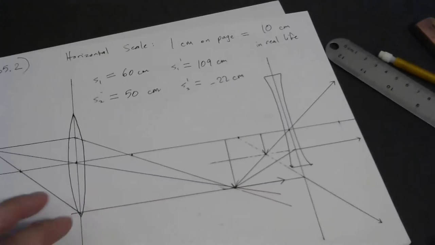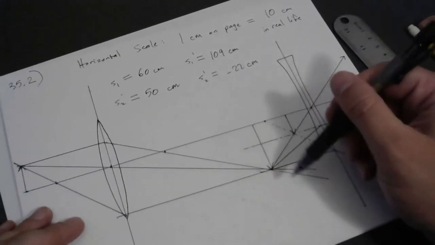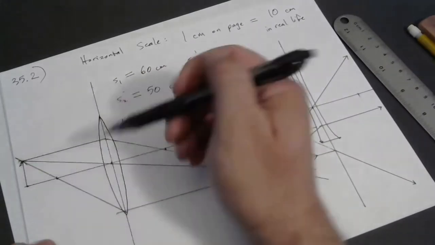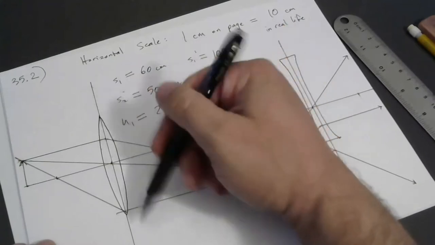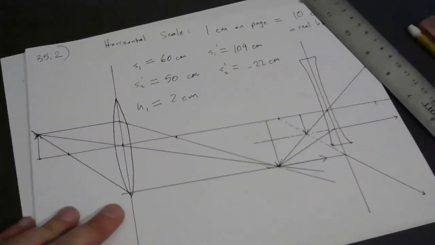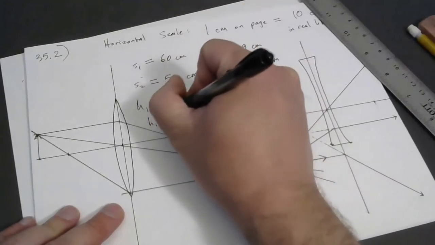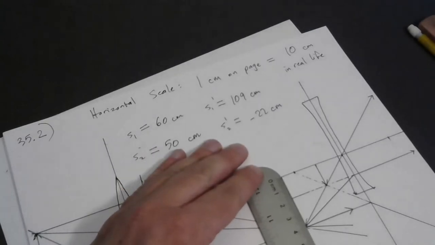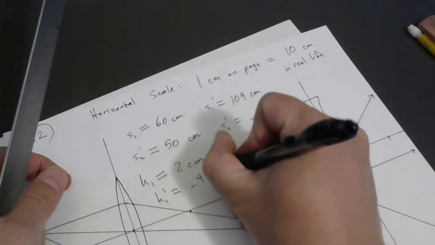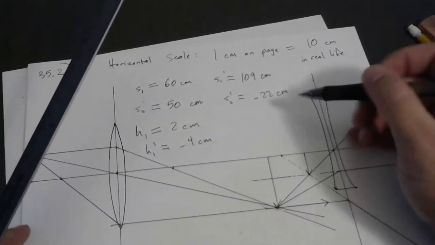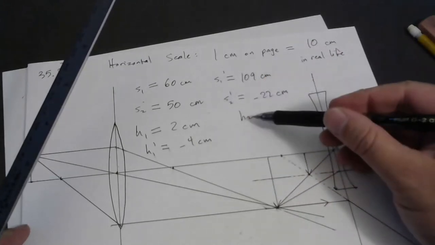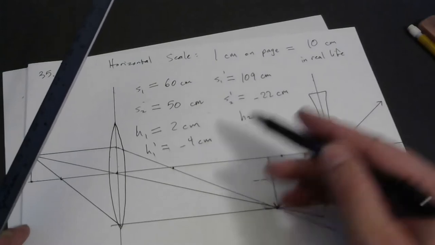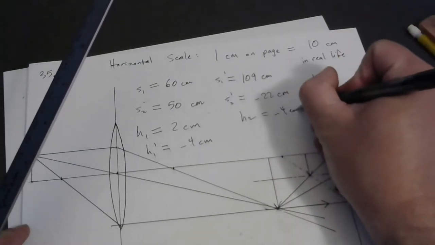Okay, now what about the final height? Well, I suppose we could find this height as well. H1, the original height was given to us as 2 centimeters. Remember, for the vertical distances, I don't need to correct with the scale. H1 prime would be the image height from the first lens, that's negative four centimeters, as a matter of fact, because it's on the flip side. And H2, well, the height of the object for the second lens, that's the same as the height of the image for the first lens. So I can just repeat that as -4 centimeters.